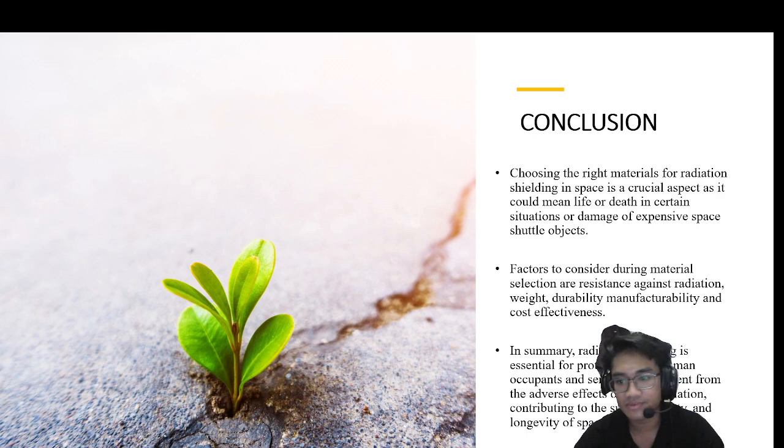To summarize, radiation shielding is essential for protecting both human occupants and sensitive equipment from the adverse effects of space radiation, contributing to the success, safety, and longevity of space missions. And that's all from me.